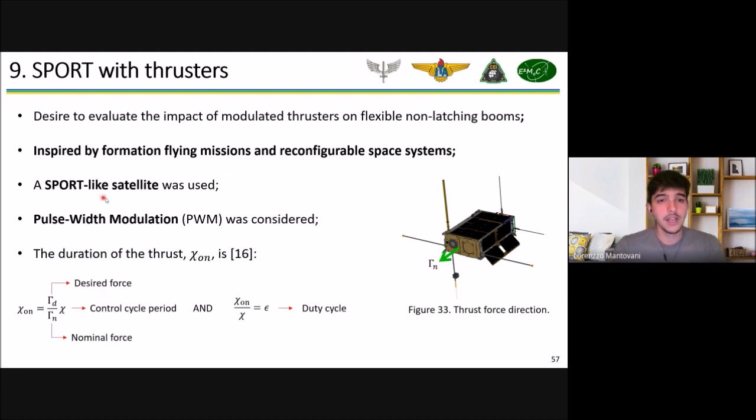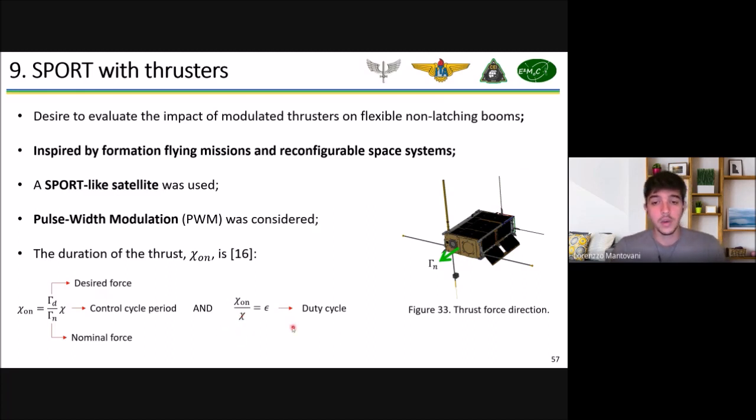So we use the sport-like satellite, and we use PWM, pulse width modulation. Usually these thrusters are either not delivering force, or they are delivering a really specific amount of force. You cannot control this amount. So we can use modulation techniques to do that. For example, the amount of time the thruster should be on, X on, is proportional to the desired force times the control cycle divided by the nominal force of that thruster. We can also obtain the duty cycle, that's X on divided by the control cycle period.